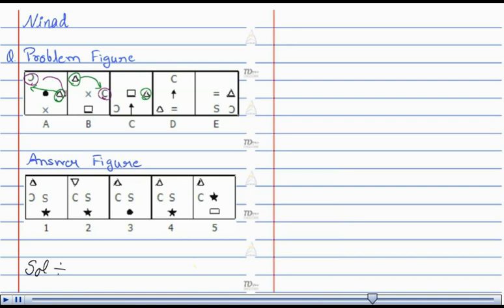Also, the remaining two symbols, this dot and this X, are interchanged and get replaced by a newer symbol, and this pattern is followed. Therefore, the answer to this question is option number 4.